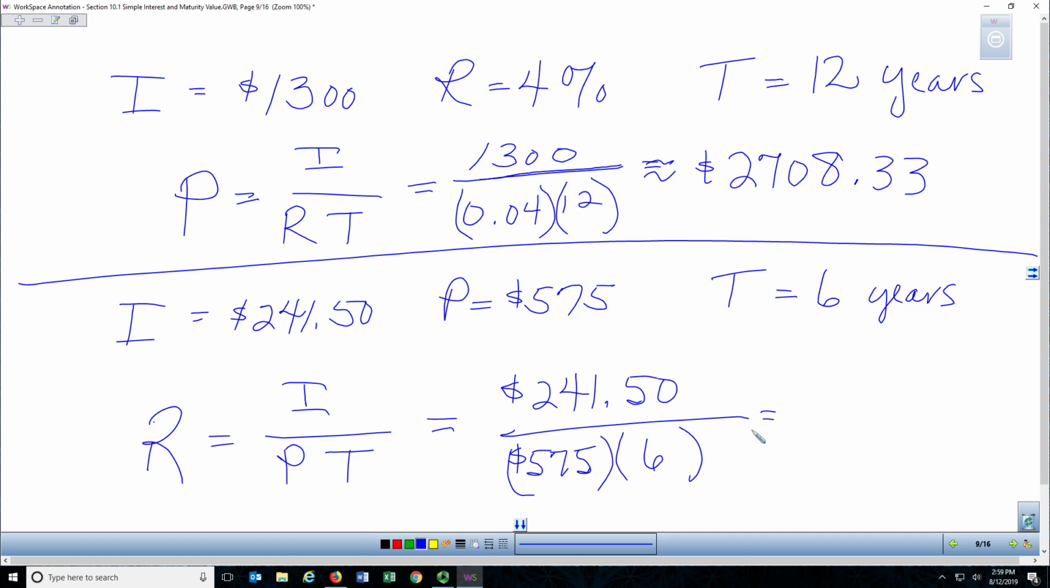So again, you may want to use your fraction bar to do this. 241.50 over 575 times 6. And I have 0.7. This is rate. And so remember, this is the decimal form of the rate. So I need to multiply by 100% or move the decimal point over, and that is 7%.